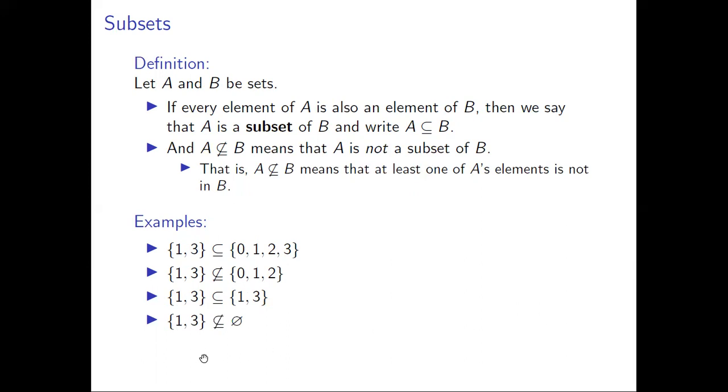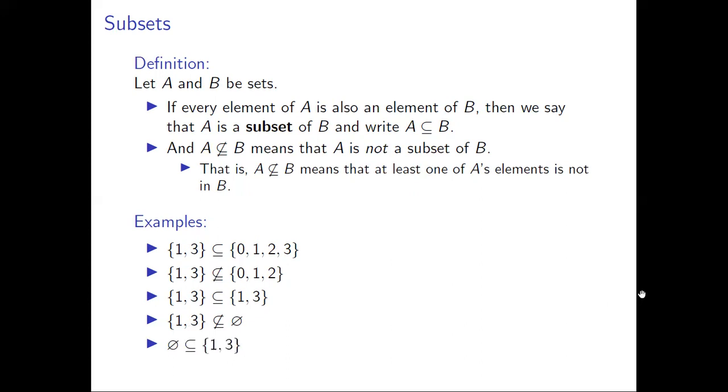How about this? Is the set 1, 3 a subset of the empty set? That should be obvious. The answer is no. For example, there's the element 1 on the left, which is not an element of the empty set. Moreover, 3 is an element of the set on the left, but it's not an element of the empty set. So it is not the case that every element in the set on the left is an element of the empty set, and therefore it is not a subset of the empty set.